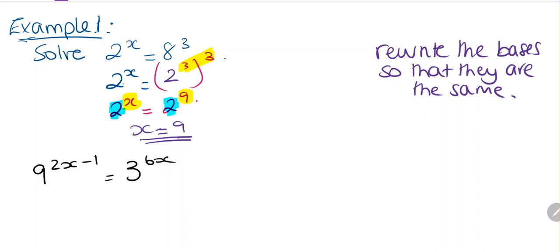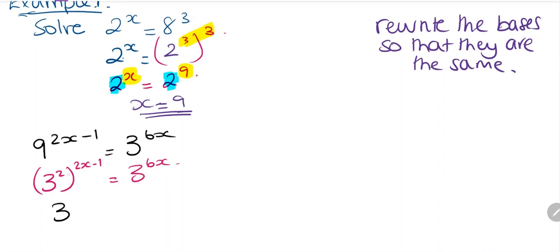Okay, so we'll have a look at another question. So this time we've got 9 to the power of 2x minus 1 is equal to 3 to the power of 6x. So we need to put the bases the same. So let's rewrite the bases. So 9, we can rewrite this as 3 squared, and this is going to be to the power of 2x minus 1 is equal to 3 to the 6x. Now we need to expand. So 2 times 2x is 4x, and 2 times minus 1 is minus 2. So it's going to be 4x minus 2 is equal to 3 to the 6x.